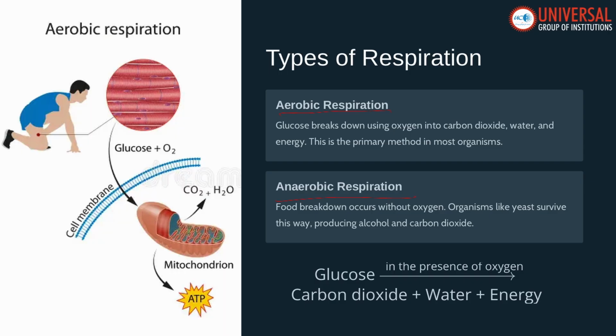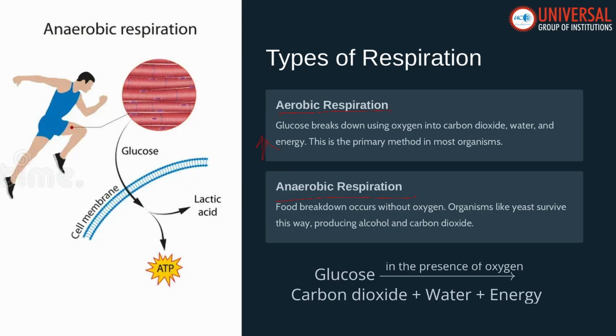Aerobic respiration is where glucose, with the help of oxygen, breaks down and gives rise to carbon dioxide, water, and more energy is released. And then in anaerobic respiration, what happens? The food breaks down in the absence or in a small amount of oxygen and gives rise to alcohol, carbon dioxide, and even energy.